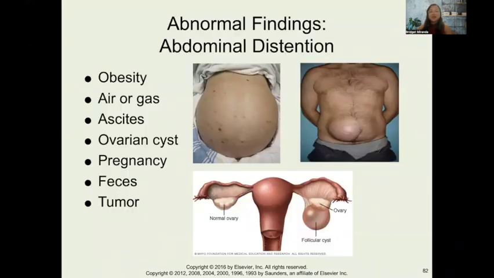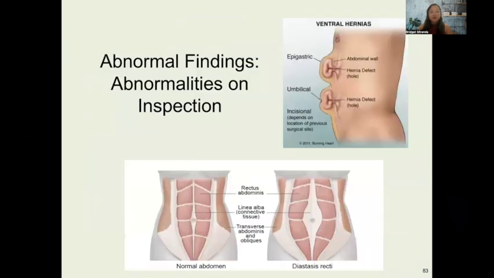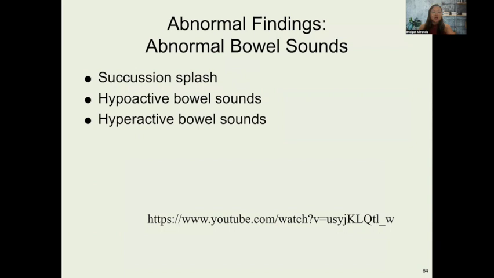The rest of the slides are some abnormal findings. I would like you to go through and look at these things. I'm not going to spend too much time in the audio lecture today going through, but you will be tested on the different types of hernias, and be familiar with, if it's epigastric, where that bulge is occurring, where that defect is at, and whether it's umbilical or not.